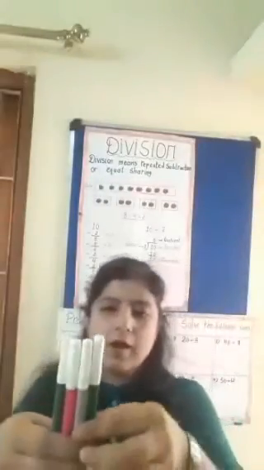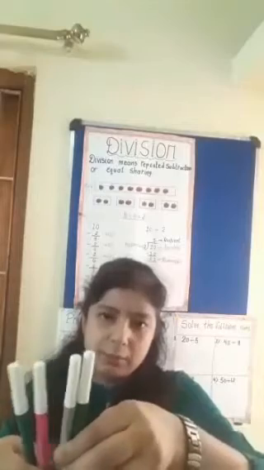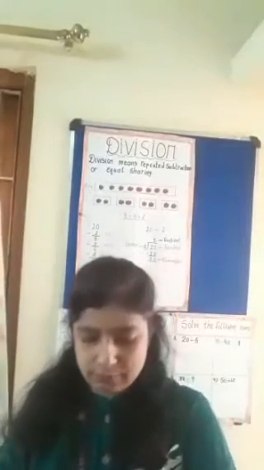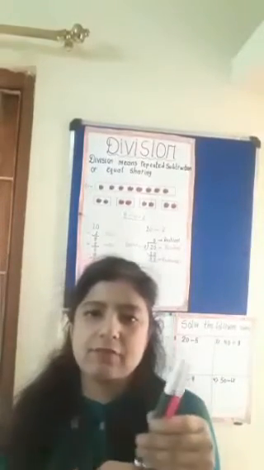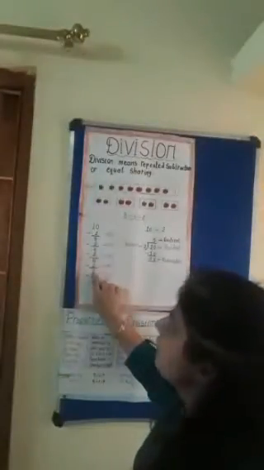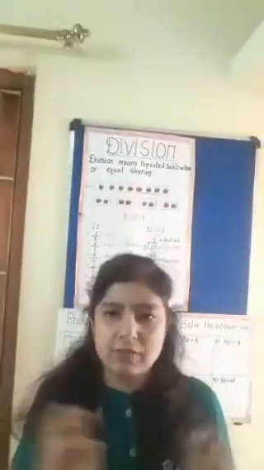Now, again 4 minus 2, I am removing 2 more sketch pens. So, how many sketch pens are left with me? 2. So, 4 minus 2 is 2. Again, I am taking away 2 sketch pens. So, 2 minus 2 is 0. Is any sketch pen left with me? No. So 2 minus 2 is 0.